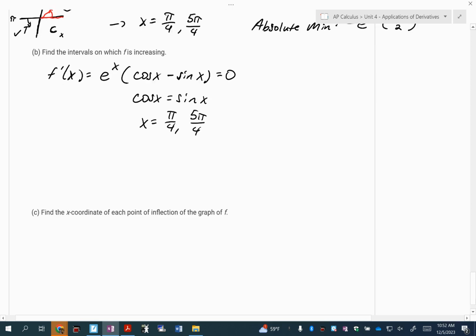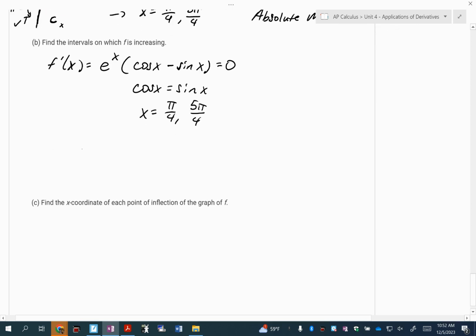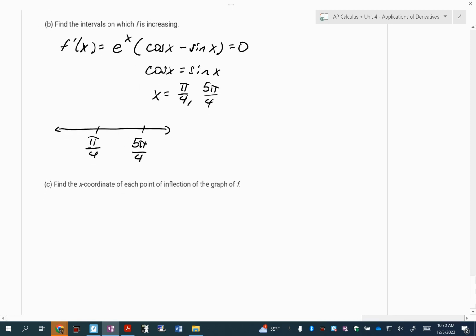You don't actually have to copy this down to get the answer here. I just want to review how we did this. All right, so I do a number line. We have pi over 4 as one critical point and 5 pi over 4 as another. I only care about 0 to 2 pi here, so I can't pick any negative angles.